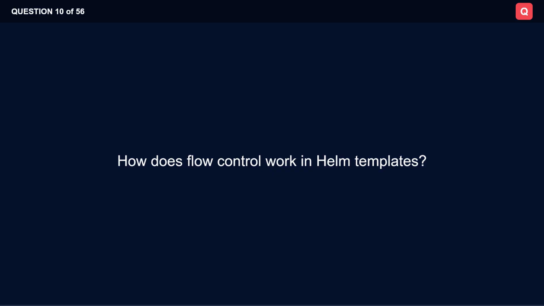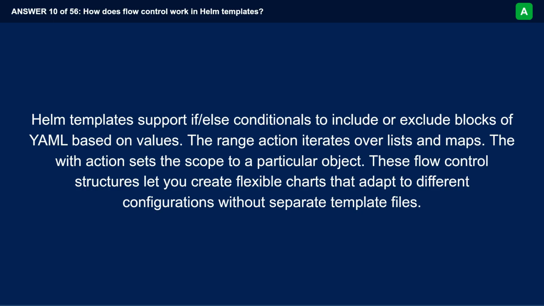How does flow control work in Helm templates? Helm templates support if/else conditionals to include or exclude blocks of YAML based on values. The range action iterates over lists and maps. The with action sets the scope to a particular object. These flow control structures let you create flexible charts that adapt to different configurations without separate template files.